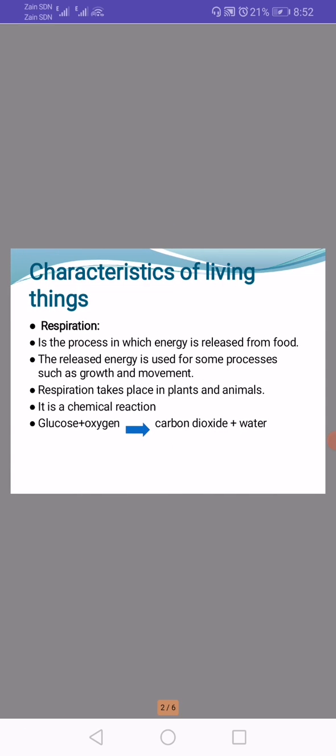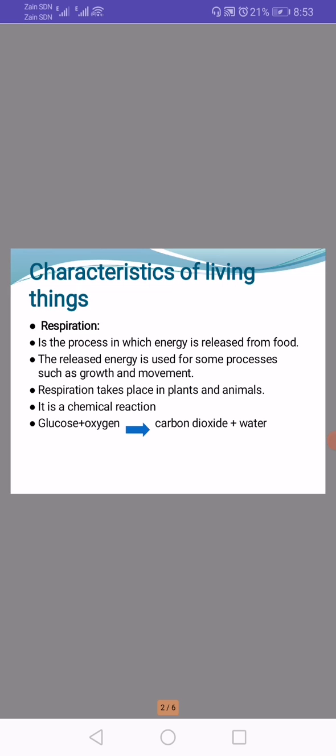The second characteristic of living things is respiration. This is the process in which energy is released from food. And this released energy is used for processes such as growth and movement. Respiration takes place in plants and animals.